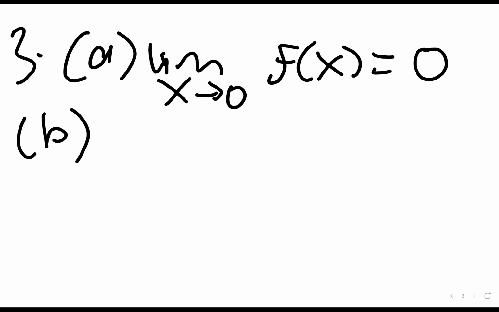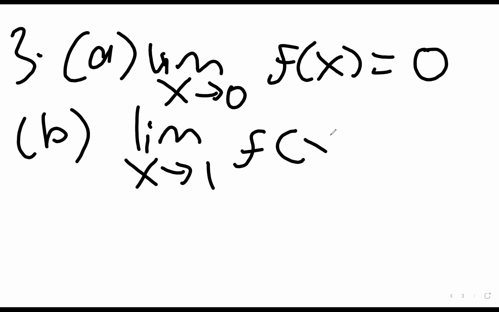The limit is 2, right? It's close to 2, right? So the limit as x tends to 1 of f of x equals 2. Okay. What is the value of f(1) there?